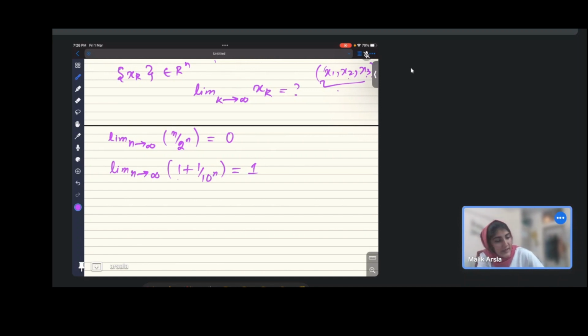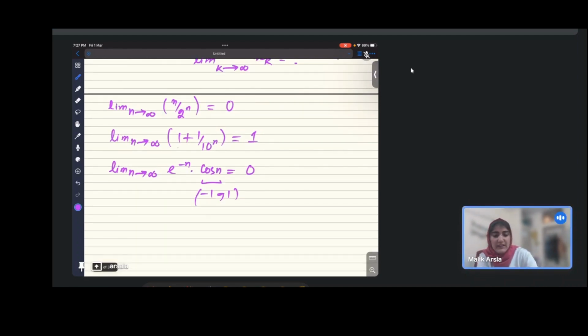And in the third one, e to the power minus n into cos n. You know that cos n is bounded from -1 to 1, and it will oscillate between that only. So we can ignore this because it will oscillate between these two. Then e to the power minus infinity, we know, is equal to 0.